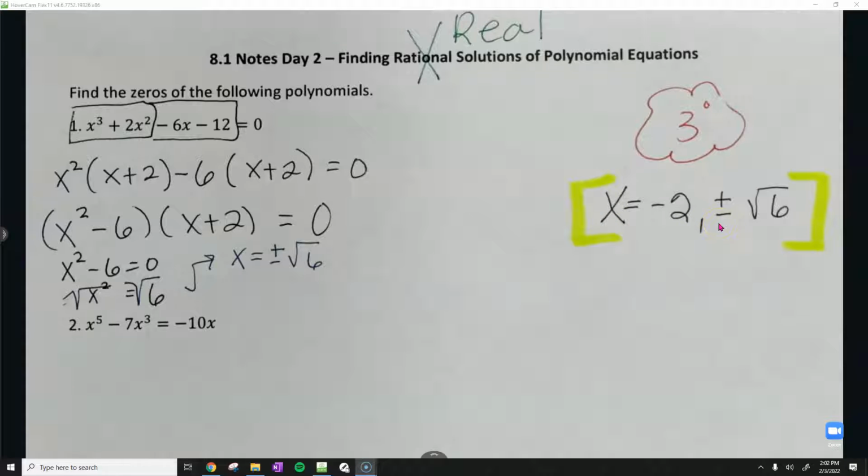I'm cool with plus minus. When there's a root, you can combine them like that. If I had an answer of a positive 6 and a negative 6, I'd have to write it separately. But when there's a root, you can do that.